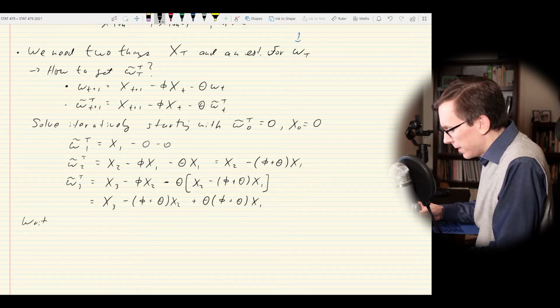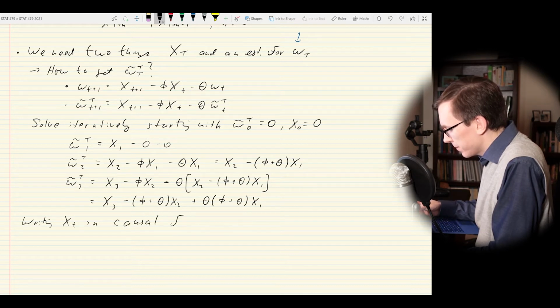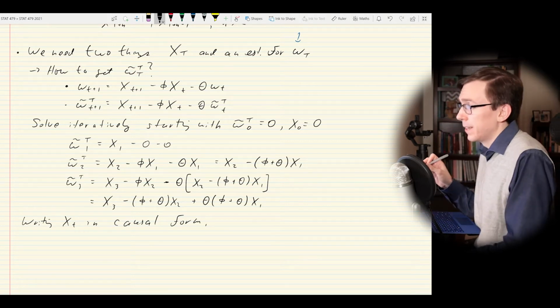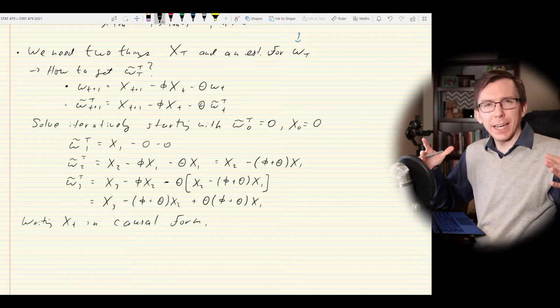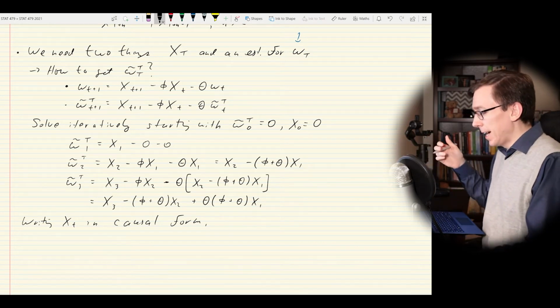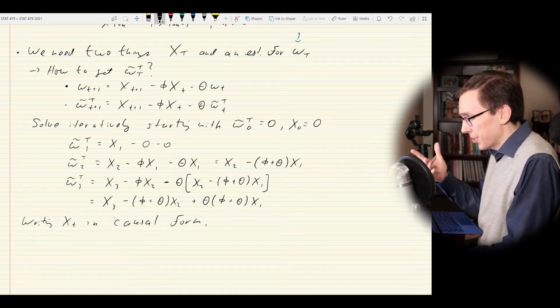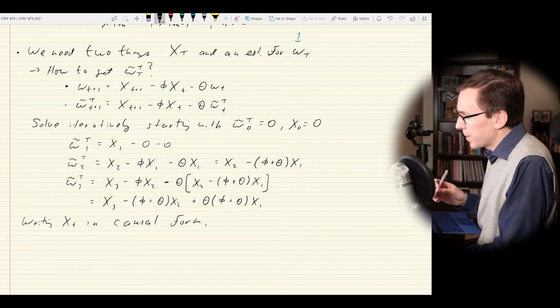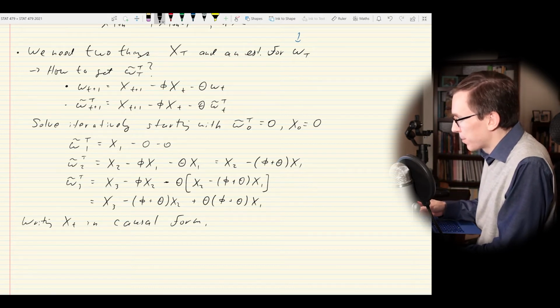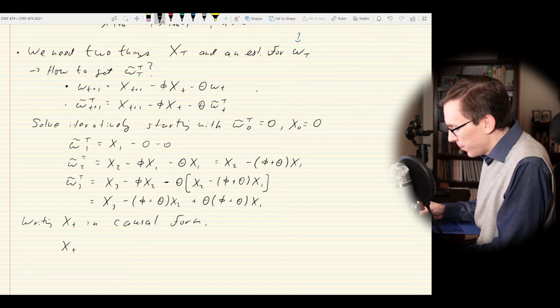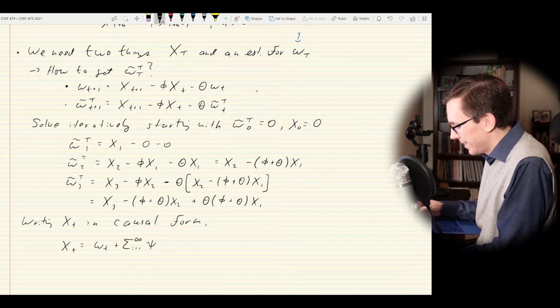So writing xt in causal form, what we end up with, right? What we also want to do is understand what the mean squared prediction error is doing. That's going to be important, because that's the variance of our prediction. Well, if we write this ARMA 1,1 process in causal form, what we get is xt is equal to wt plus the sum i from 1 to infinity of psi i w t minus i. So we already did that.